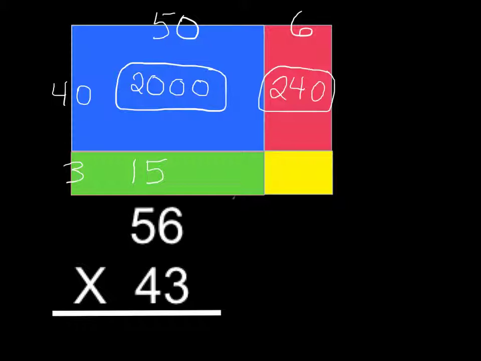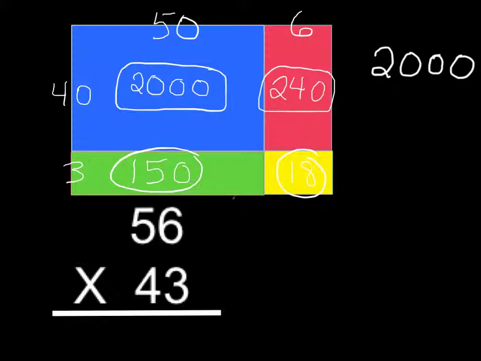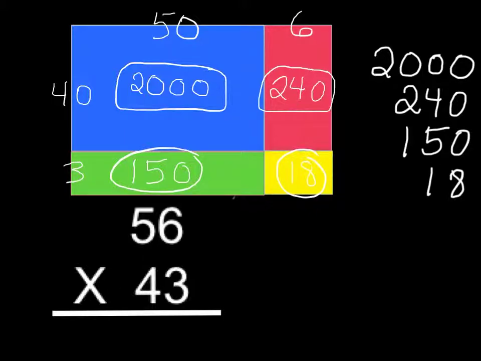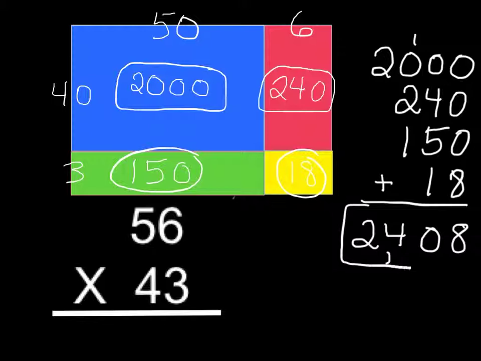Following that same set of steps, we multiply 3 times 5 and get 15. But 3 times 50 is 150. And finally, we have 3 times 6 equaling 18. The final step is to add all 4 of those products. 2,000 plus 240 plus 150 plus 18, giving us a final product of 2,408.